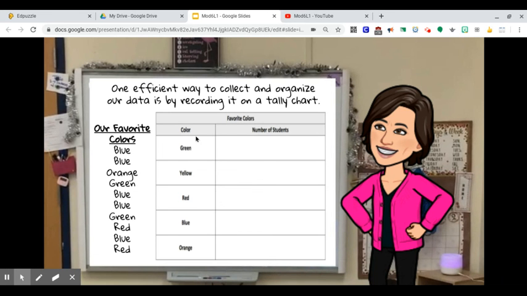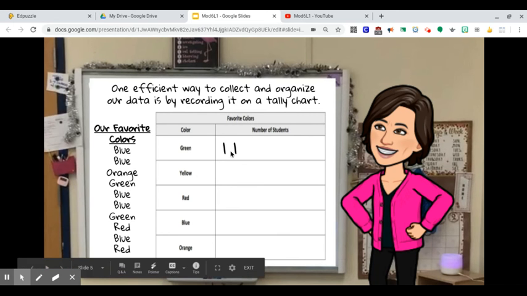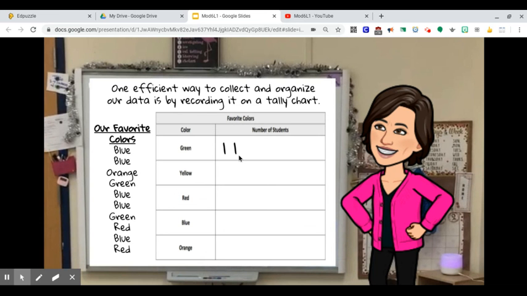So at the top of my chart, I have a title that says favorite colors, which is because that's the question that we asked, and that's what our information is based on. Then over here, I look and I see green is the first color in our list. So I'm going to go through and I'm going to say green, there's 1, green, there's 2, and make 2 tally marks. The next color on our list is yellow. I don't see any yellow over here, so I'm going to leave that blank. I'm not even going to write a 0 in it.